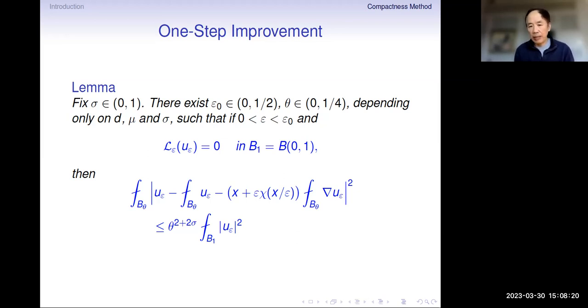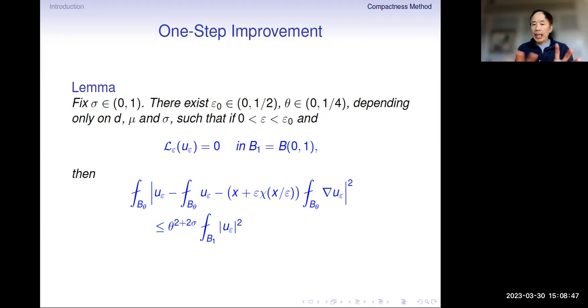And there's also a linear function, and then you multiply by the gradient. Then you square it, and take the average over B theta. This is bounded by theta to the power 2 plus 2 sigma, where the 2 is important. Sigma is the one I fixed in the first place, times the average of U epsilon squared over B1.